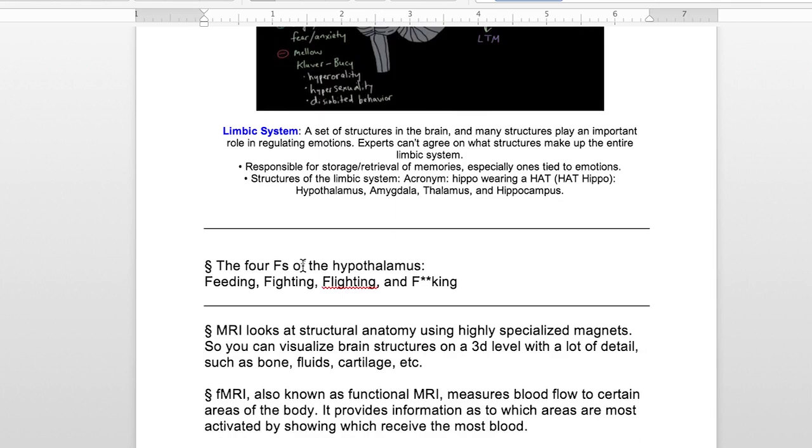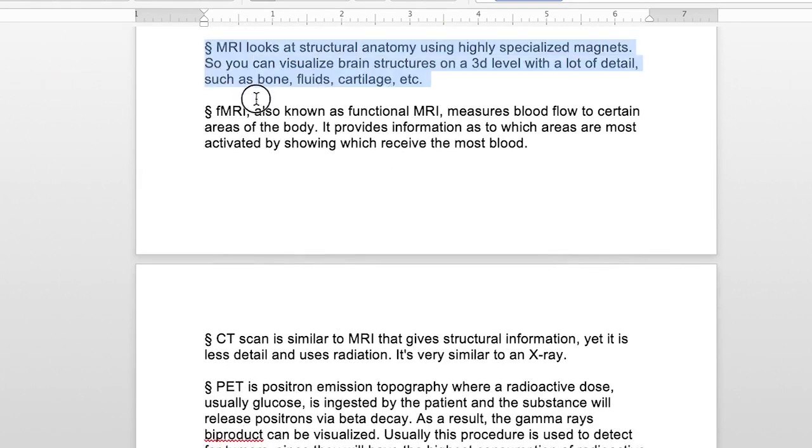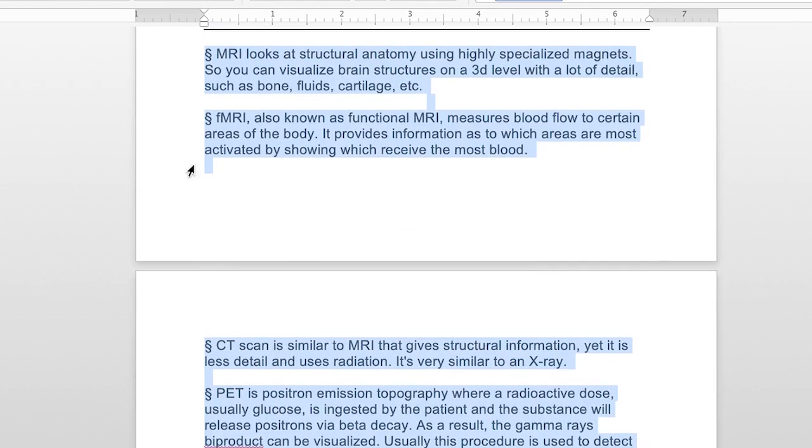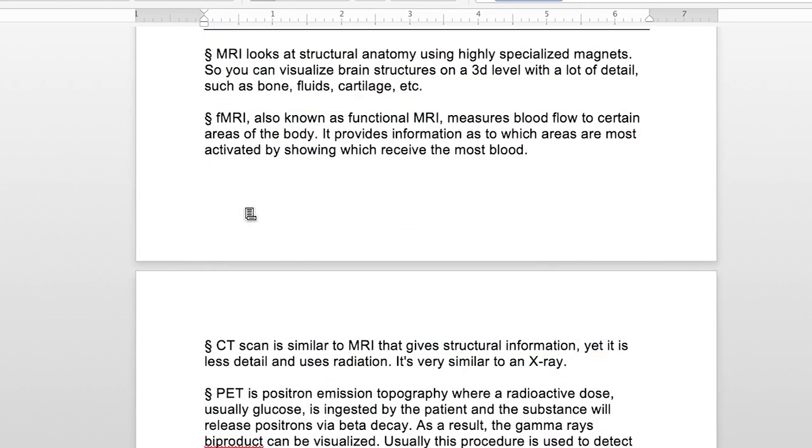The four F's of hypothalamus, that is feeding, fighting, fleeing, and effing. Next, I'm not gonna read all this, but this is a good summary of the different kinds of scanning methodologies. So you don't have to Google all of them. You could just take a screenshot of this. So it's MRI versus fMRI versus CT versus PET.